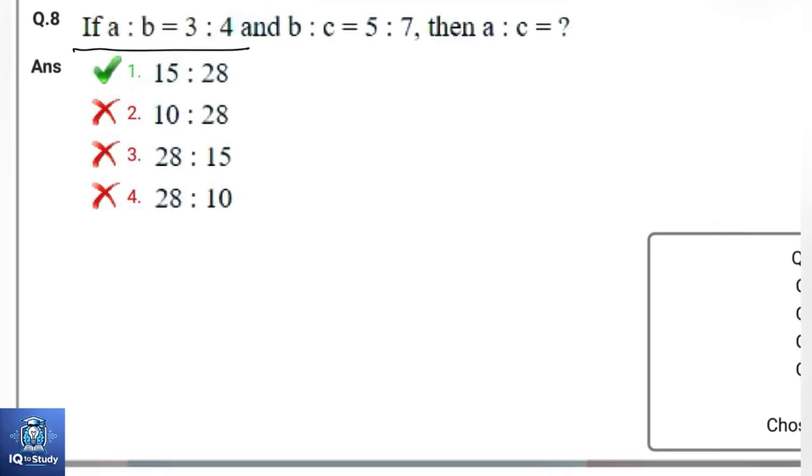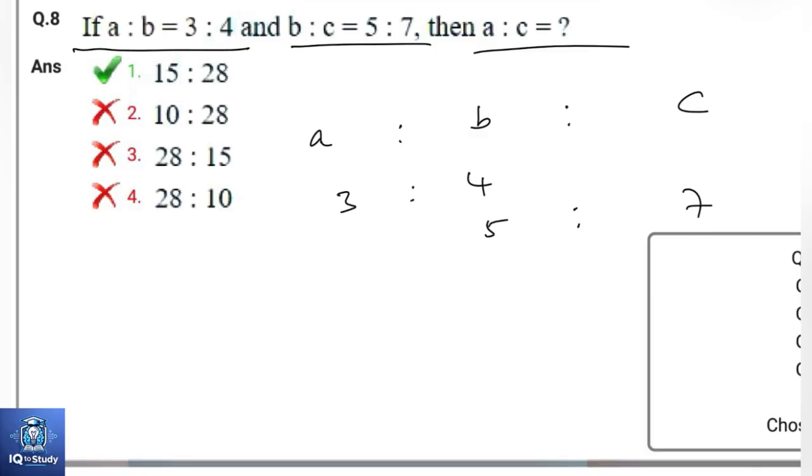If A is to B is 3 is to 4, B is to C is 5 is to 7, then A is to C is equal to. Given ABC values are A is to B is 3 is to 4 and B is to C is 5 is to 7. Here, two different values of B are given in the question. Let's equalize both the B values. Multiply first one with 5 and second one with 4 so that both the B values are equal.